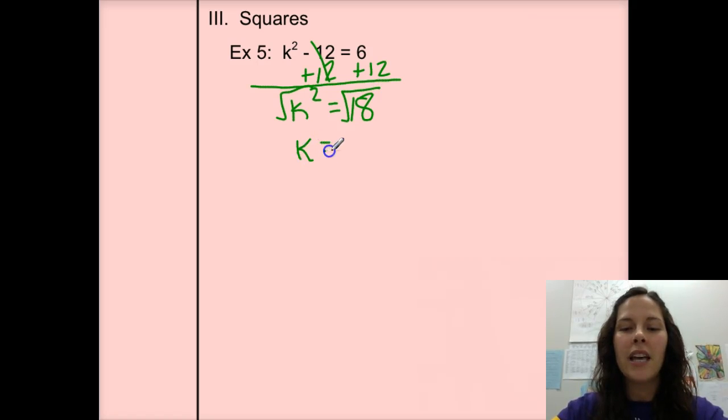So that gives me k equals the square root of 9 times 2. Remember, when we've got a radical, we always want to look for those perfect square factors so we can get our answer in simplest radical form. The square root of 9 is 3. 2 is not a perfect square, so it stays under the radical.